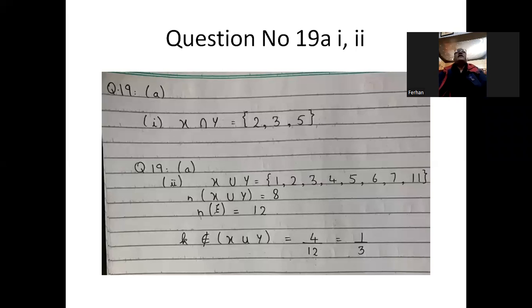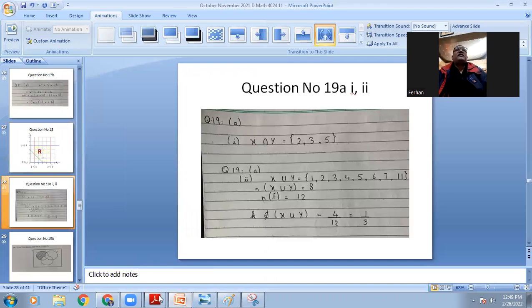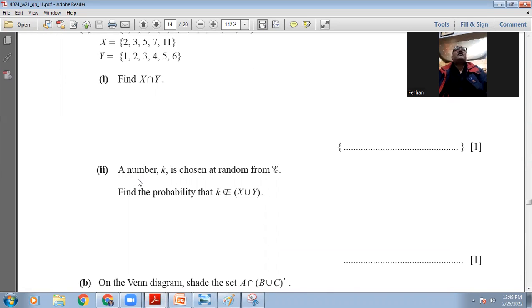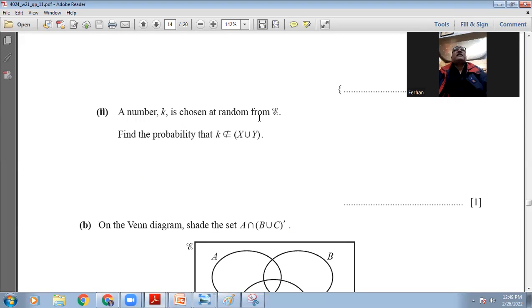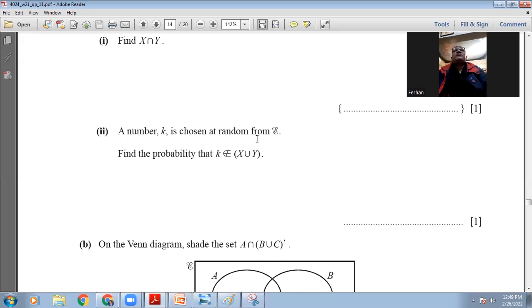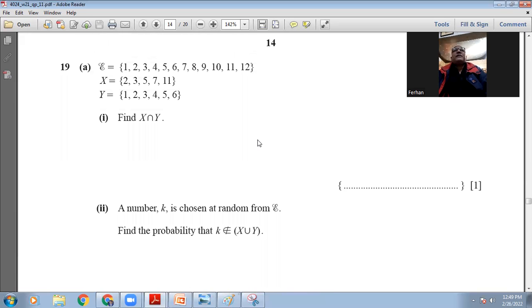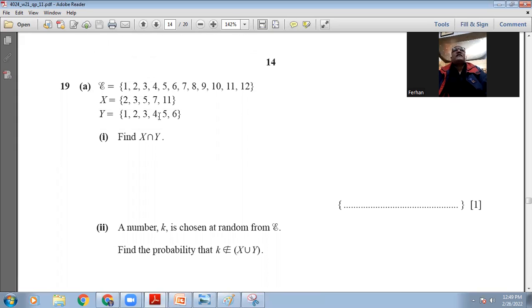So 2, 3, and 5. So this is how you do question number 19, A part. Then the next part, he's asking you to find out a number K is chosen at random from the universal set. Find the probability that K does not belong to X union Y.